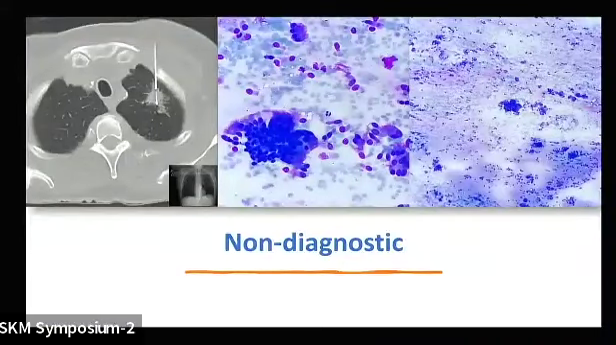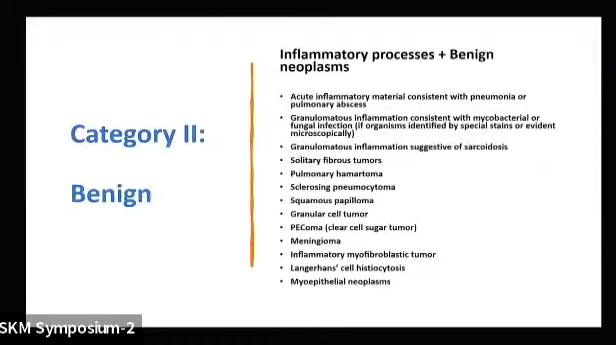Similarly, if only bronchial cells are obtained, which are basically picked up along the trajectory of the needle, that would not be representative of the lesion itself, but more like a trajectory-induced procurement of benign elements, and would be called non-diagnostic. The benign category includes inflammatory processes such as pneumonia, abscesses, granulomatous inflammation, and there's a long list of benign neoplastic entities which are included here.